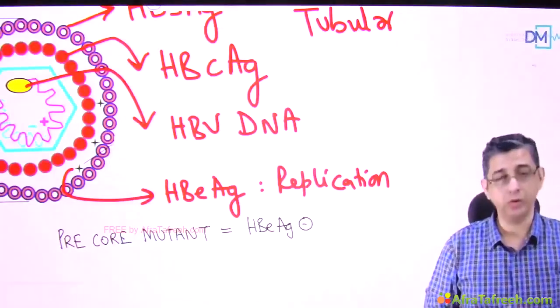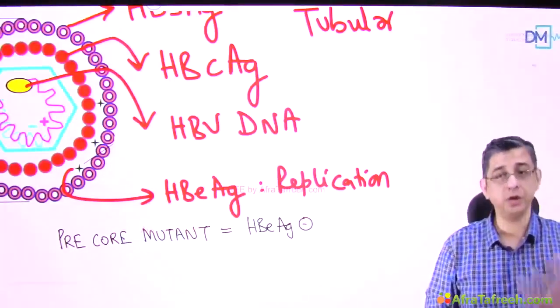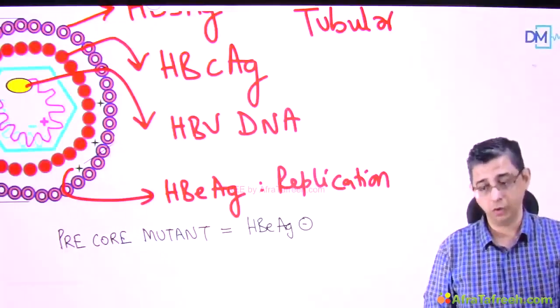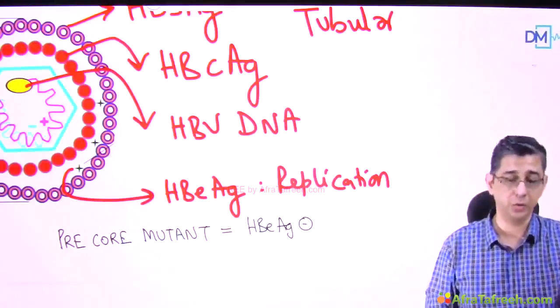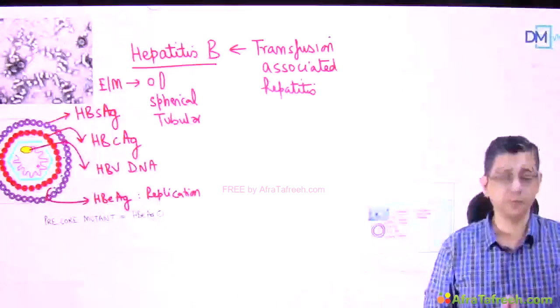What do you mean by precore mutant? It means that E antigen is not expressed, so you are not able to identify the replication of the virus in the bloodstream, and the course of this precore virus, which is common in Mediterranean countries, Russia, Ukraine, etc., is relatively more severe as compared to the Asian virus.